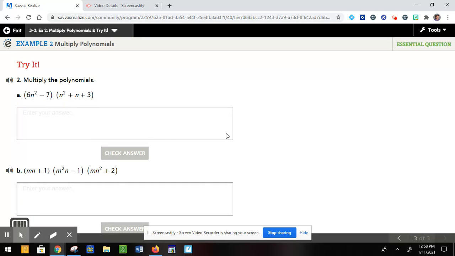Here are 2 examples like the 2 we've just done. So why don't you pause, try them, and then we'll compare answers.